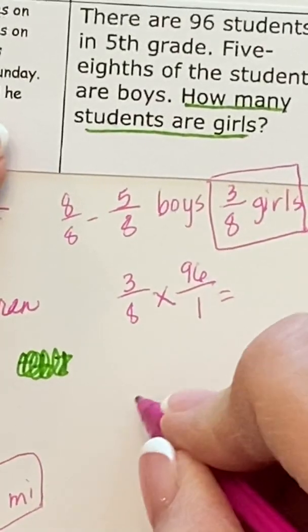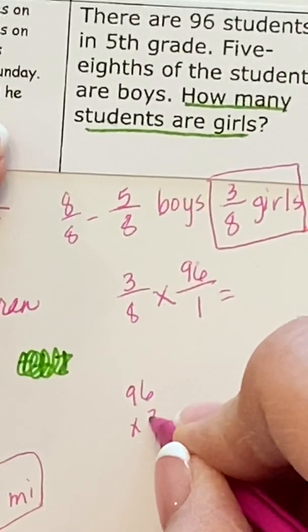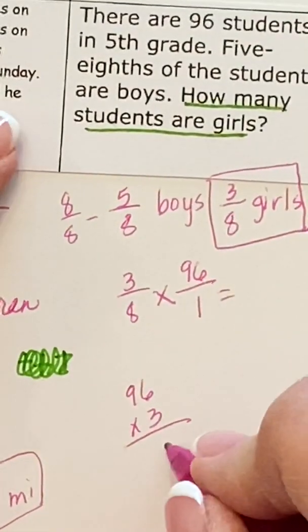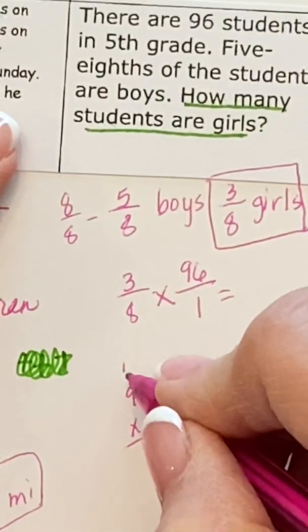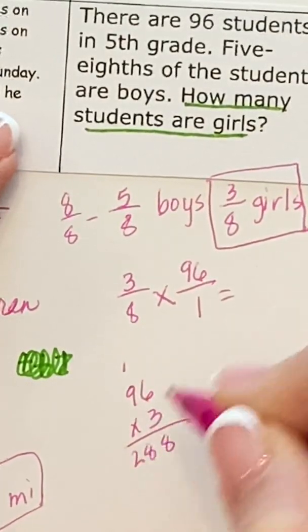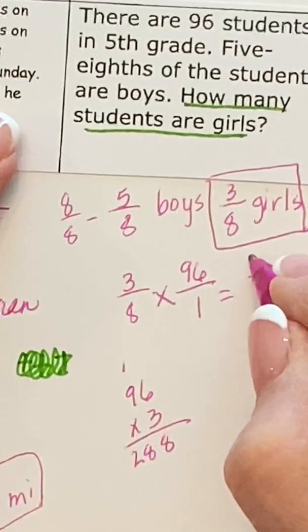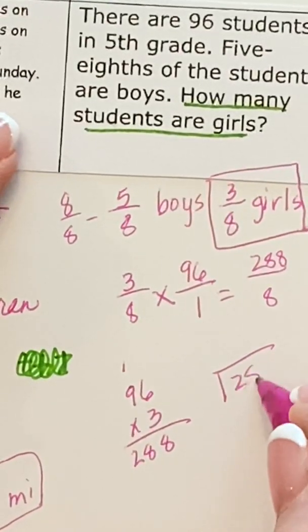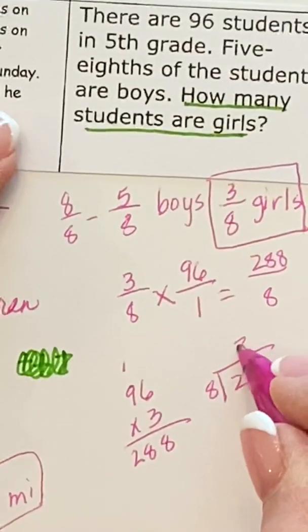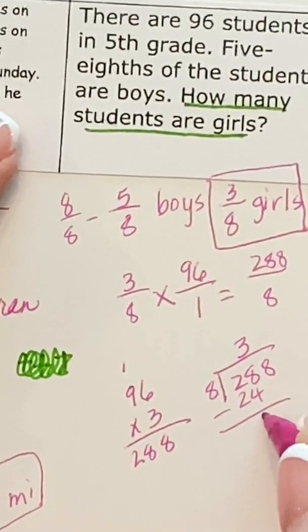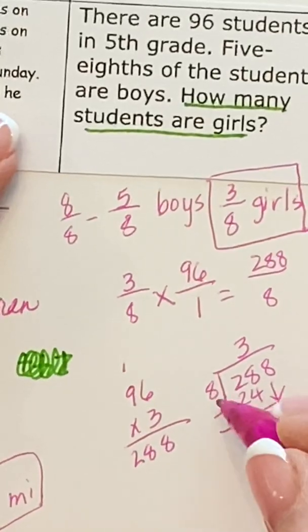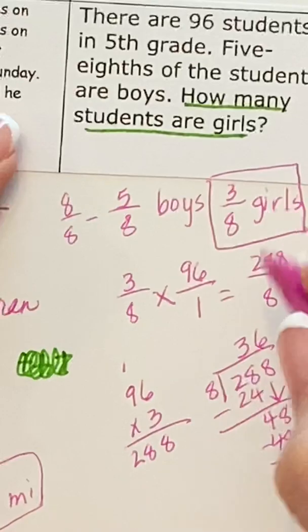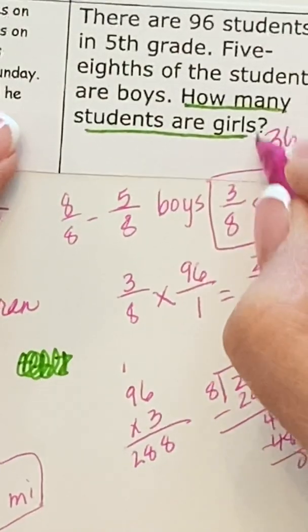And this, we're going to multiply 96 down below times 3. Making sure you can see all of this math. Good. 18, regroup. 9 times 3 is 27, plus 1 is 28. So now this is 288 over 8. And we can drop 288 in the house divided by 8. Yay, and it works evenly. 8 will divide into 28 3 times, and into 48 6 times. So we know right there 36 of those students are girls.